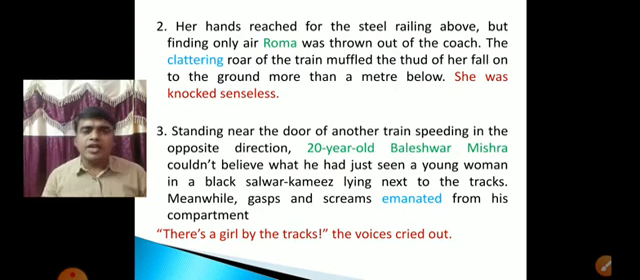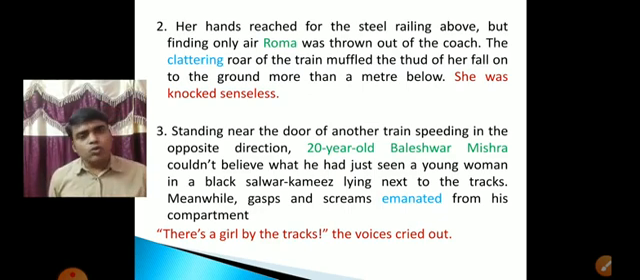Who had seen Roma Talreja when she was lying next to the track, children? Yes, a 21-year-old Baleshwara Mishra. Okay, look at the name of that guy, children. Who is that guy who looked at Roma Talreja? Yes, Baleshwara Mishra. "There's a girl by the tracks," the voices cried out. Got it? So, who said this?